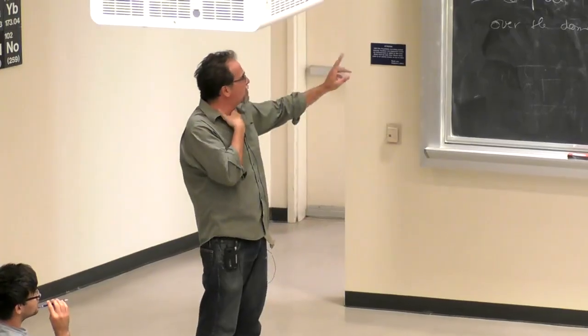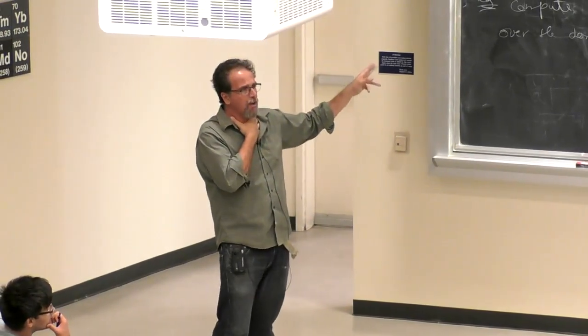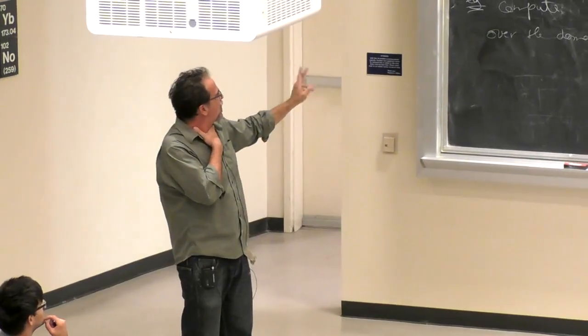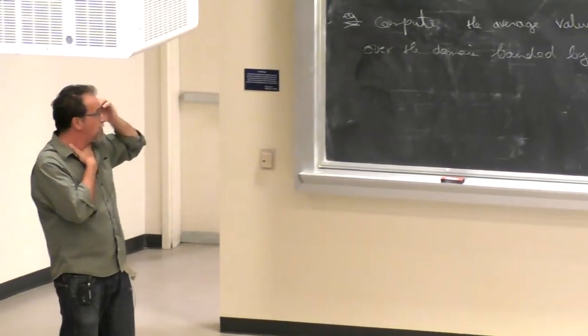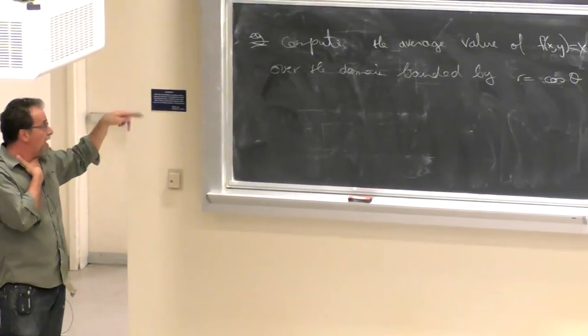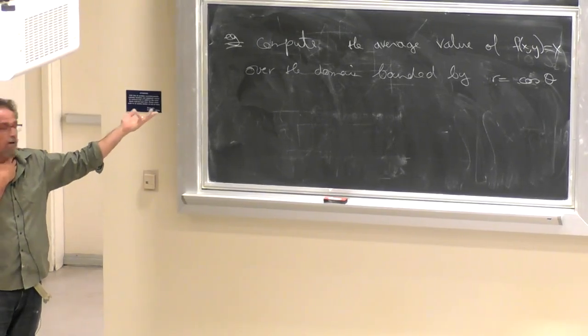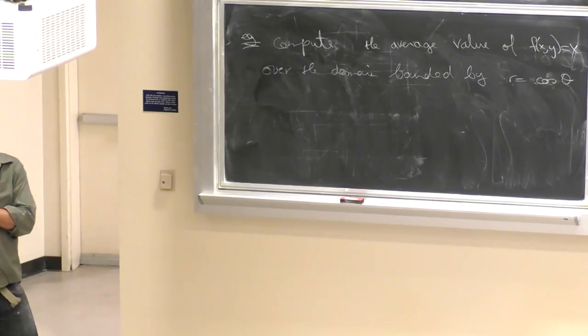So this requires doing two different integrals, right? I'm asking you for the average value of f of xy equals x over the domain bounded by r equals cos theta. You have to actually find the area of that domain, and you have to do the integral of x with respect to the area of that domain.